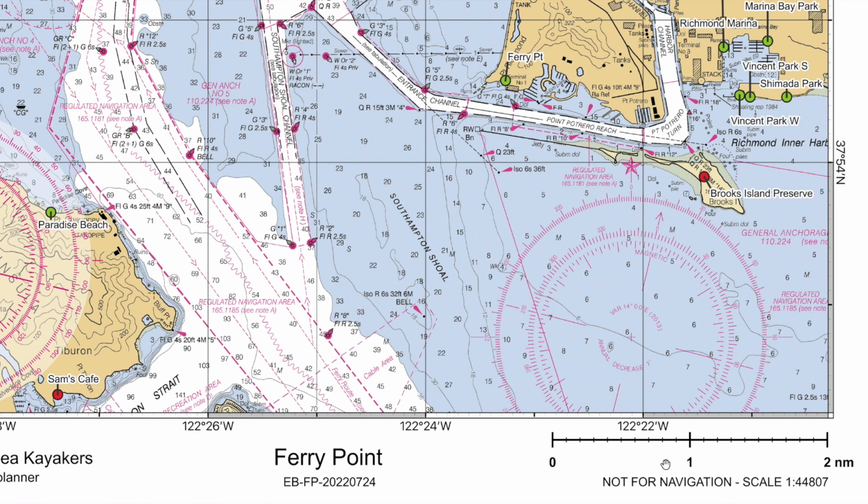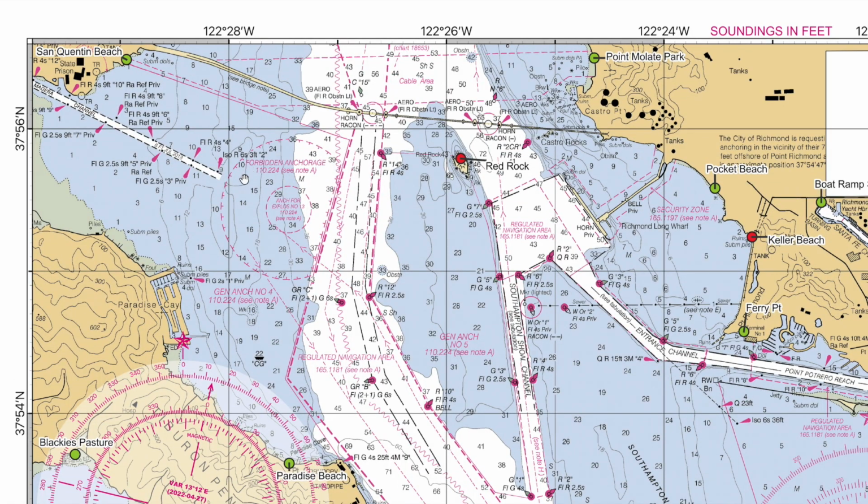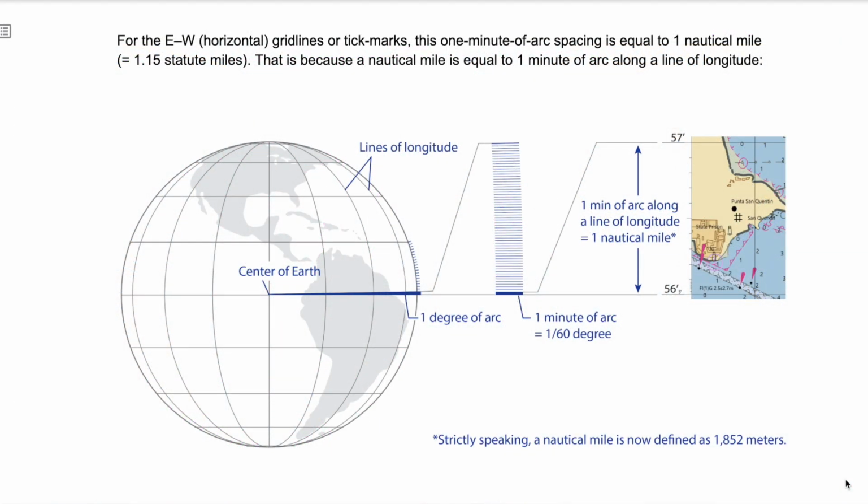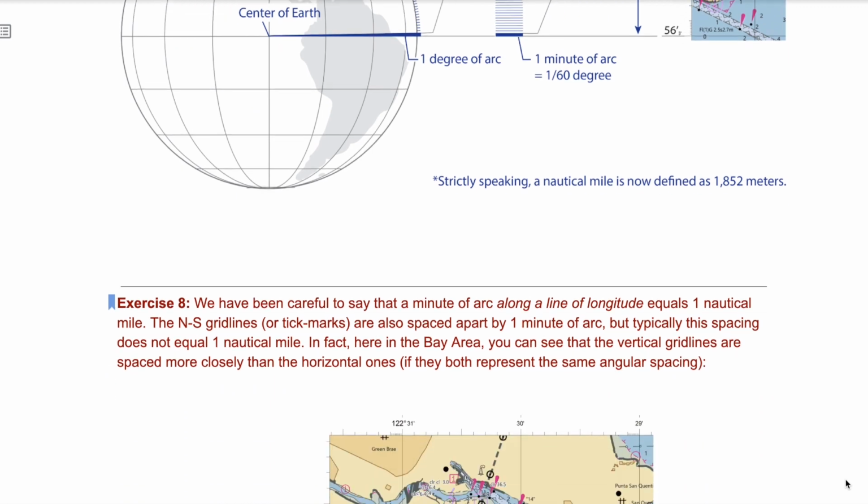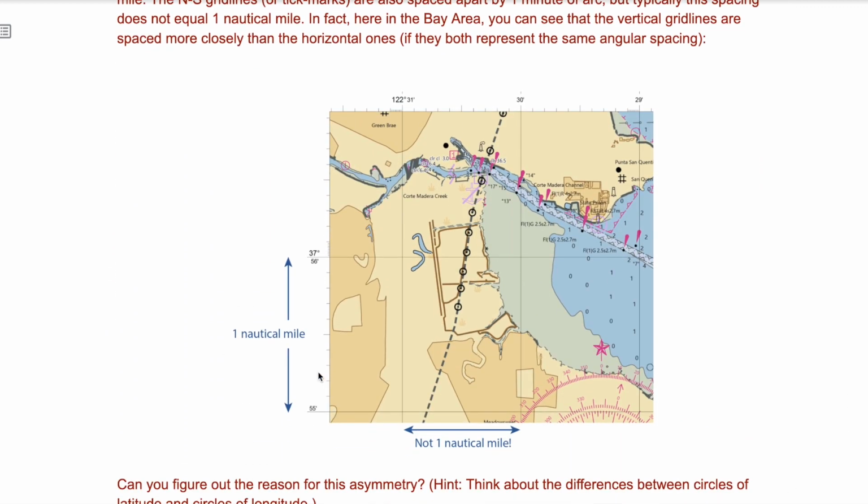Okay, distances. I already pointed out the scale on the chart. In addition, if your chart has north-south and east-west grid lines, the spacing between successive east-west grid lines is equal to 1 nautical mile or some multiple of nautical miles. The homework has an illustration that explains how this works. The homework also has an exercise that asks you to figure out why this is only true for the spacing between the east-west grid lines and not for the spacing between north-south grid lines.